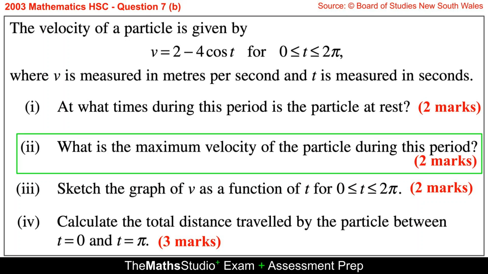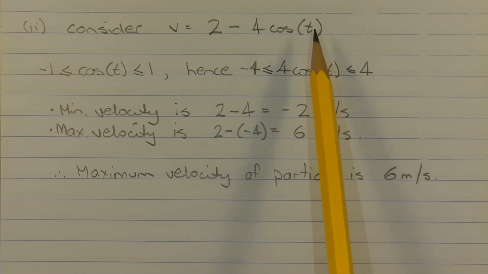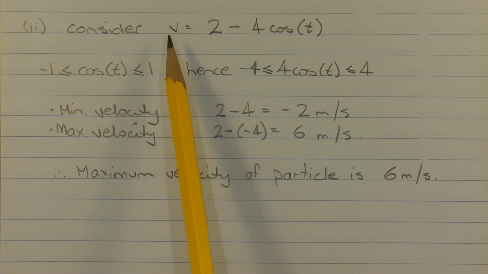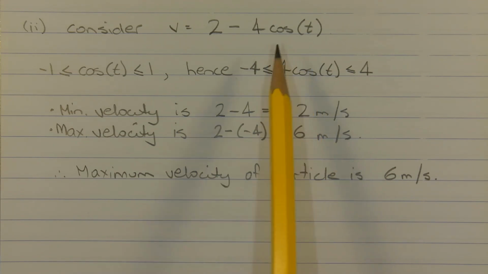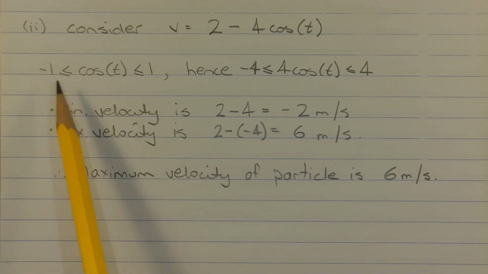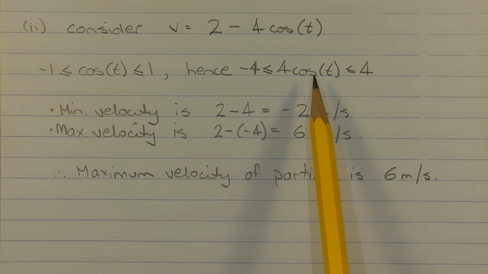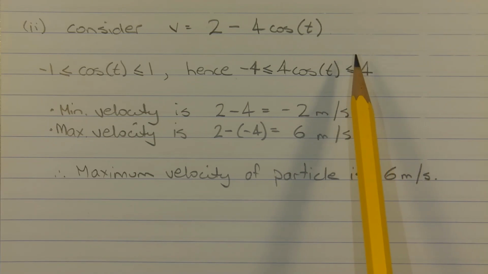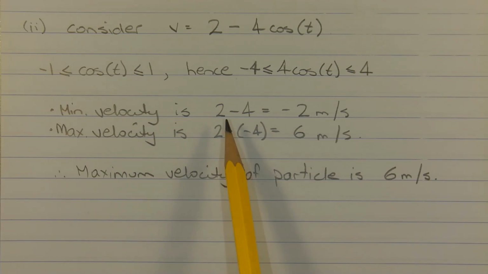Part 2. What is the maximum velocity of the particle during this period? Consider the behaviour of cos t in the velocity equation v equals 2 minus 4 times cos t. Now, cos t will vary between -1 and +1. Hence, 4 times cos t will vary between -4 and +4. So the minimum velocity is given by 2 minus 4, which equals -2 meters per second, and the maximum velocity is given by 2 minus -4, which equals 6 meters per second. Therefore, the maximum velocity of the particle is 6 meters per second.